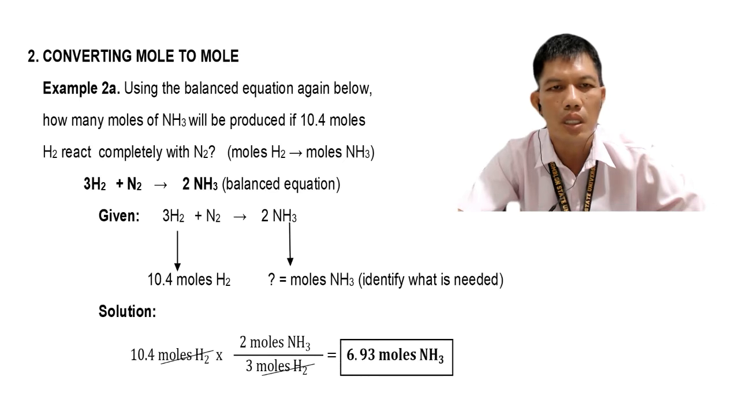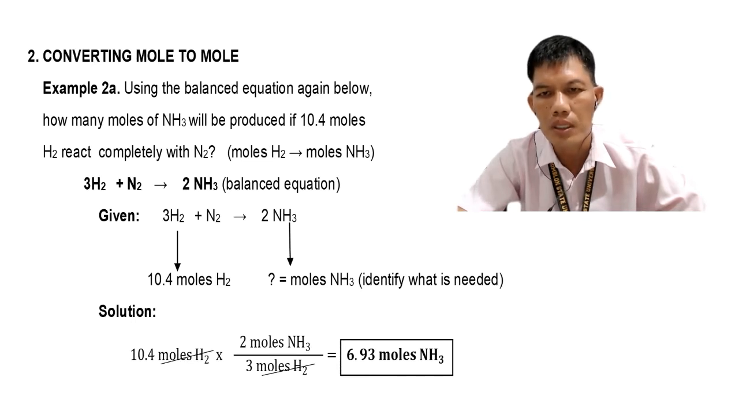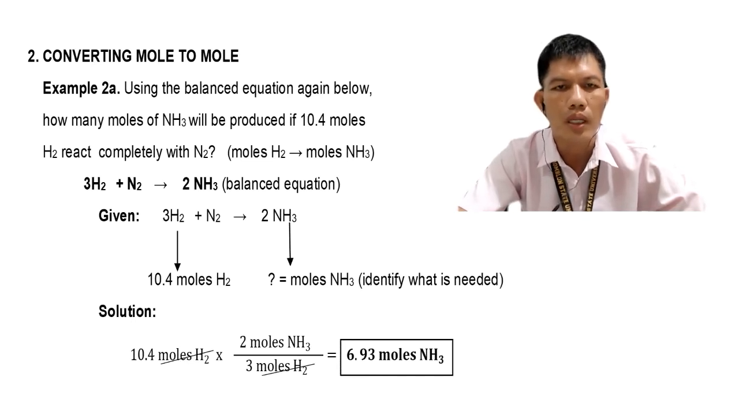So what is needed here, or the unknown, is moles of NH3. The given is 10.4 moles of H2. So this is a conversion of mole to mole. We put an arrow at the product side of 2NH3 with a question mark, which is moles of NH3. This is identified as what is needed, the unknown: moles of NH3. So the given is 10.4 moles of H2.